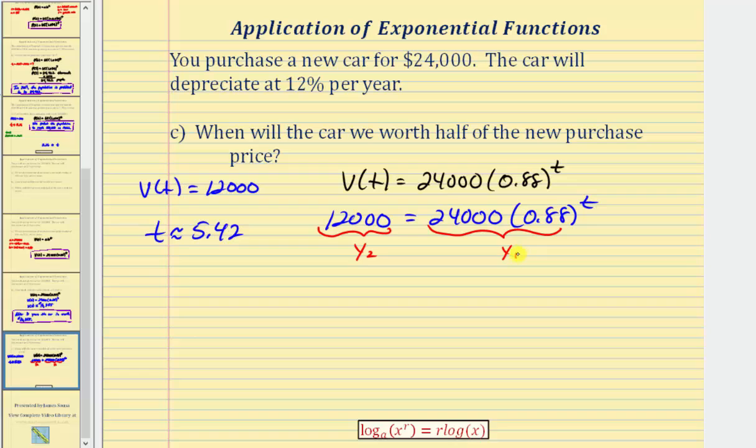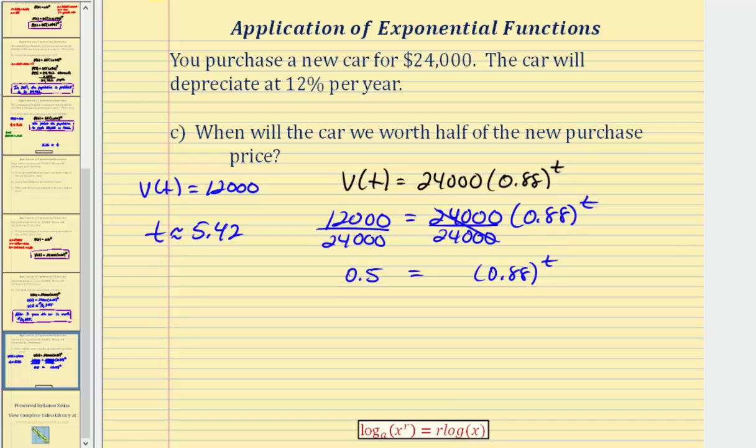Now let's also solve this using logarithms. So we isolate the exponential part of the equation first by dividing both sides by 24,000. Simplifying, notice how the left side is going to be 1/2 or 0.5 equals, on the right side we have 0.88 raised to the power of t.